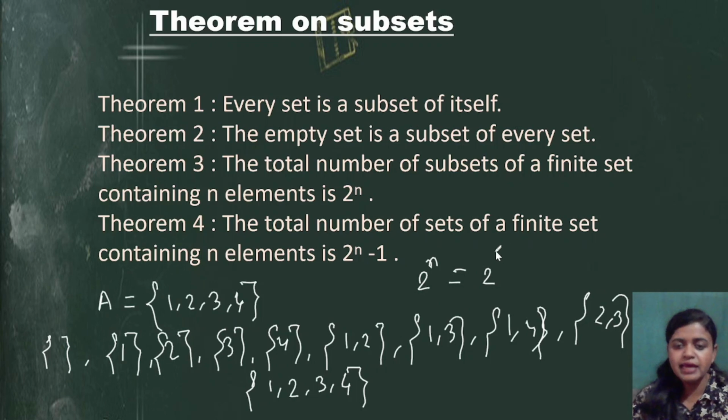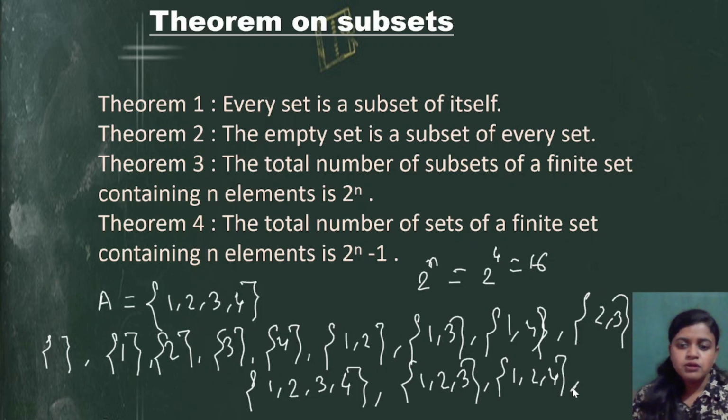2 to the power n means what? 2 to the power 4 is 16. So here more elements, more subsets will be there. So 1, 2, 3, and 1, 2, 4, and now 2, 3, 4. Like this we will get 16 subsets.